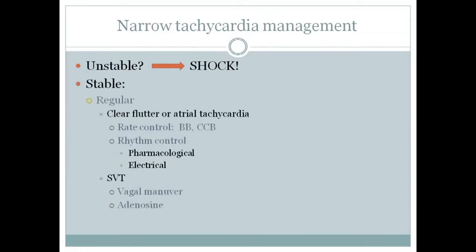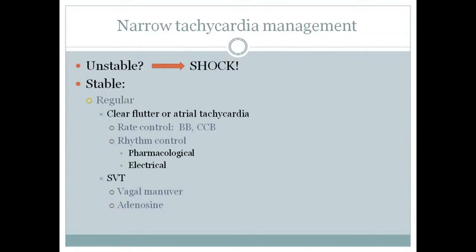If they're stable, you want to see if it's regular or irregular. If it's regular and you have clear flutter or atrial tachycardia, you know the diagnosis, and you want to do rate control or rhythm control depending on what you decide. If you choose rate control, that's fine. You have to diagnose it, and you don't need to do anything other than treat it. If you don't know, look it up in UpToDate, and that's it.